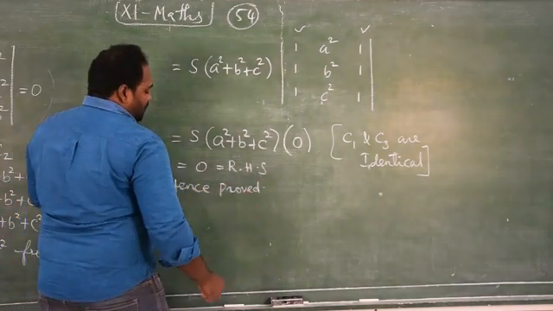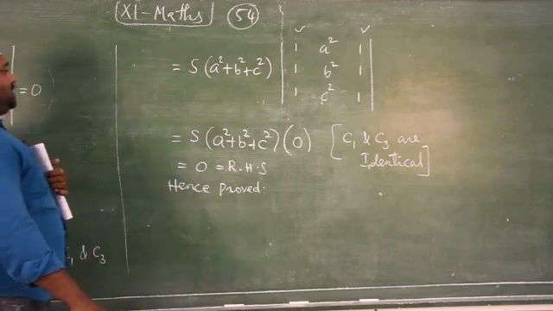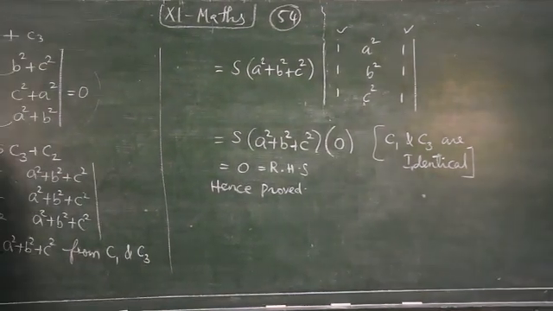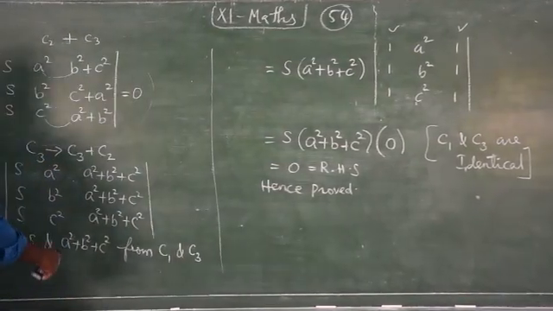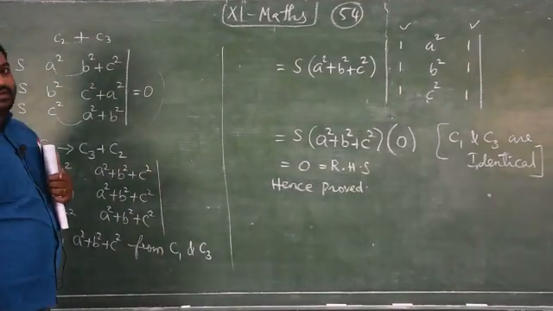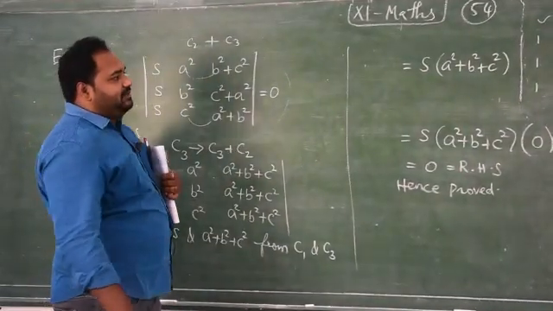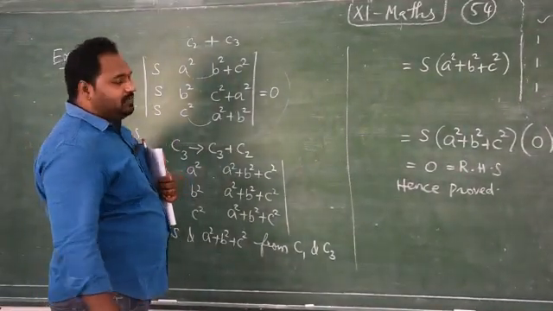Hence proved. Question number 1 is over. This is what we have to do when they ask without expansion. If they are asking without the expansion of the determinant, we have to do something in the rows and columns, and by the properties we have to bring the answer.